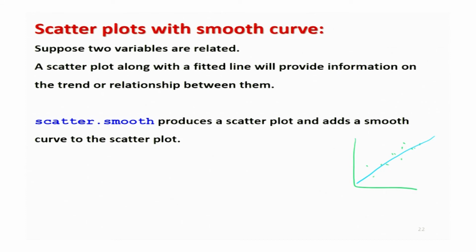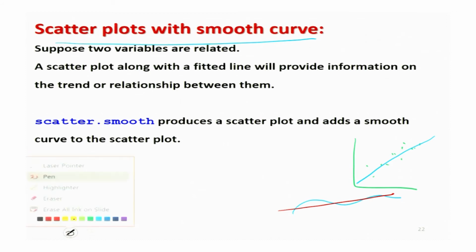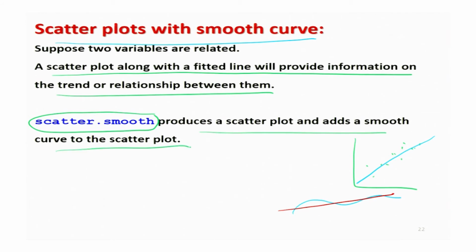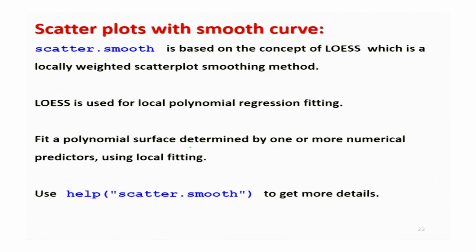So now we try to obtain such a scatter plot which has a smooth curve. A smooth curve may be like this one, but if you are trying to fit only a straight line, possibly for the same data it may look like this, right. So now we are looking for a smooth curve. Suppose there are 2 variables which are related. What we try to do is create a scatter plot with a fitted line, and that will provide us the information on the trend and the type of relationship between them. In order to do it, we have a command scatter.smooth, all in lowercase alphabets, and this will produce a scatter plot and add a smooth curve to the scatter plot, right. How, I will try to show you.